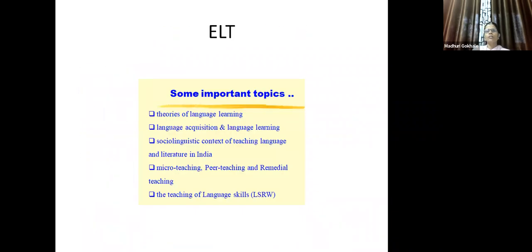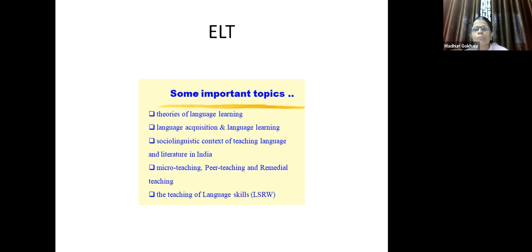So some of the topics on which you may want to work and you will have to consider for your research could be theories of language learning. You can think of language acquisition and language learning, right? Acquisition is a different process than learning.